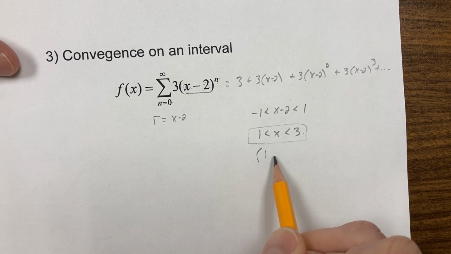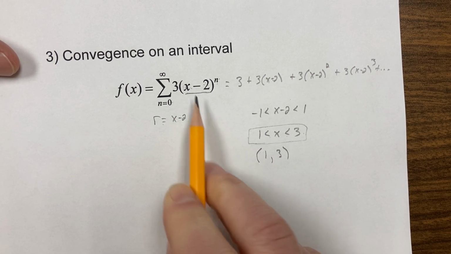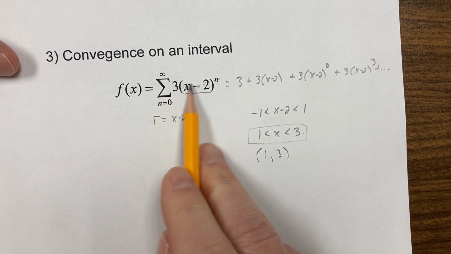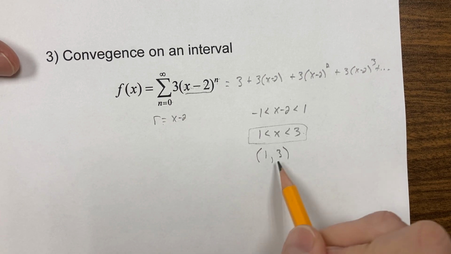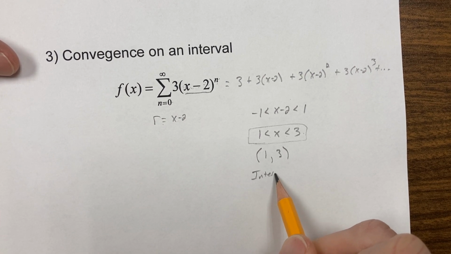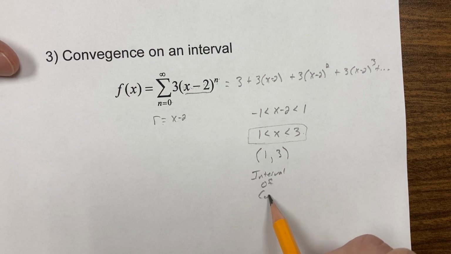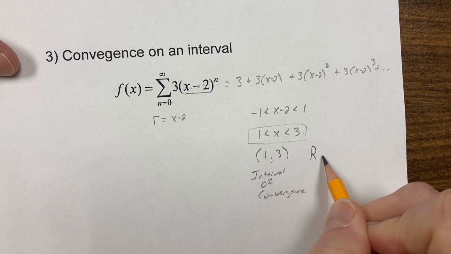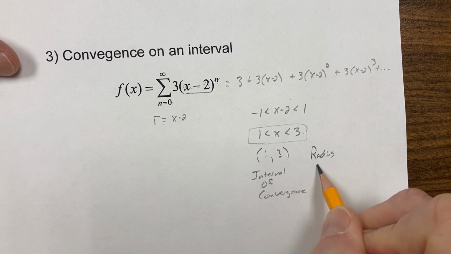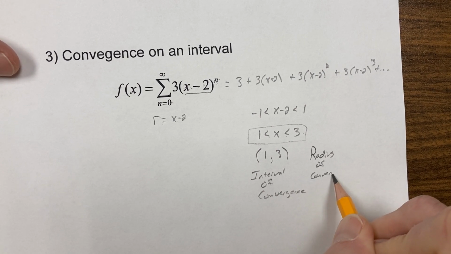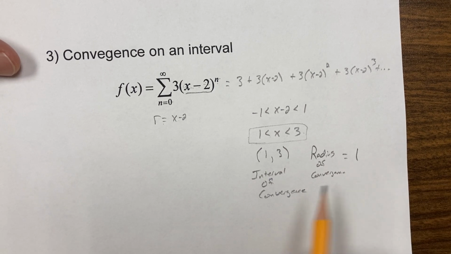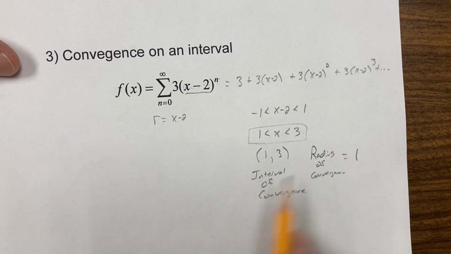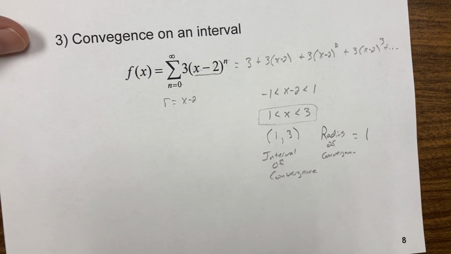And if you put 1 in or put 3 in, you're going to get -1 to the n or 1 to the n. That's going to create diverging series. Neither one of those works. So this is our interval of convergence. And we would say that we have a radius of convergence equal to 1. Our center is at 2. And from 2 to either endpoint is a distance of 1. That's how we would say it.